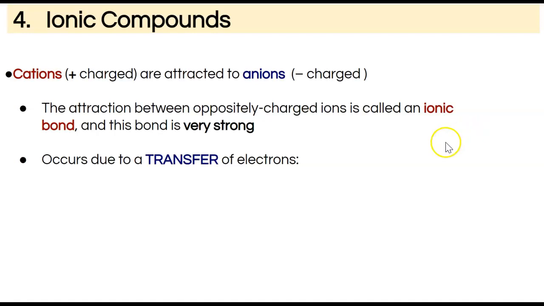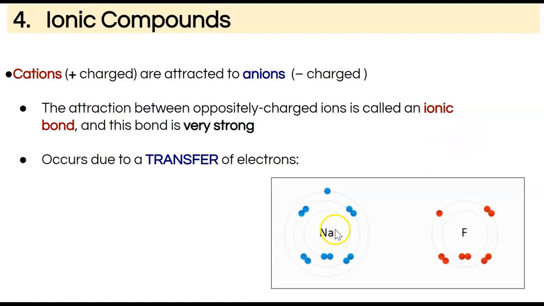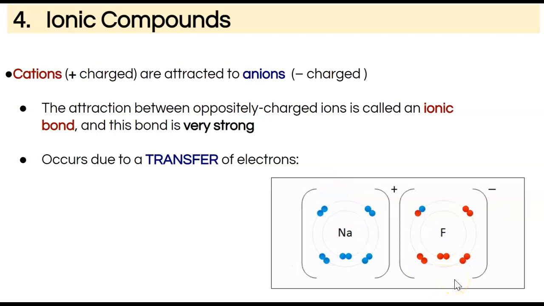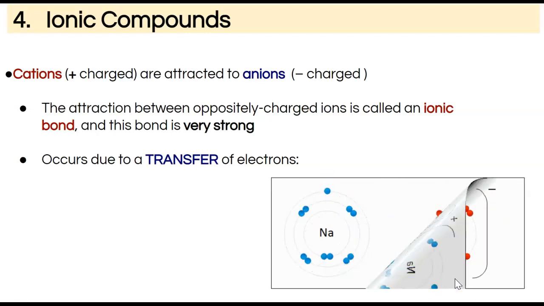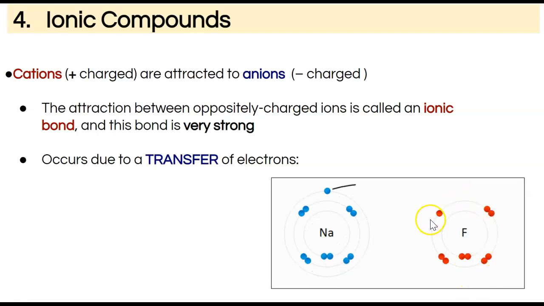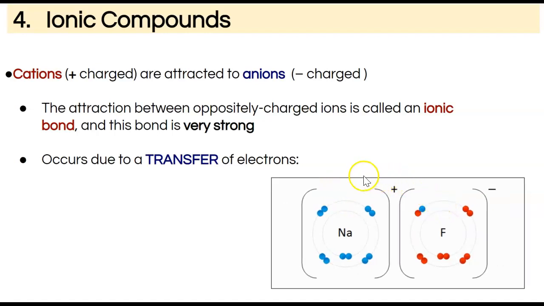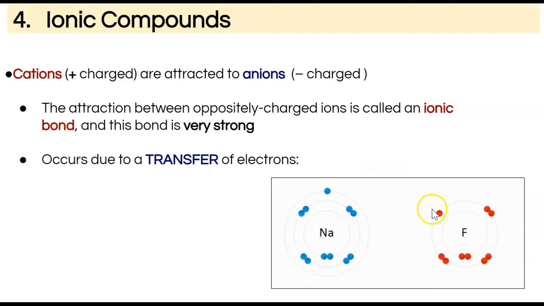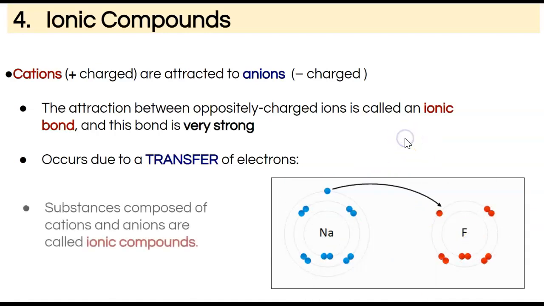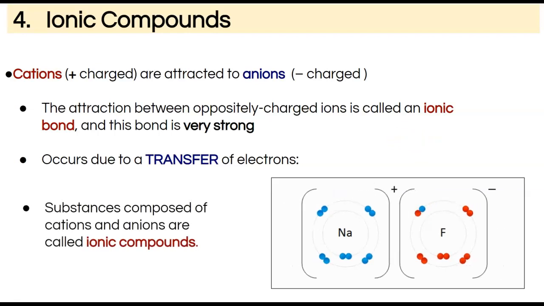So in the case of an ionic compound, we're always going to have a metal that has an extra electron that it wants to give away. And we're also going to have a nonmetal that needs an extra electron. So the metal is going to transfer an electron to the nonmetal, and that's going to create a cation and an anion that are going to be attracted to each other. Okay, so any substance that is composed of cations and anions that are attracted to each other, we call an ionic compound.